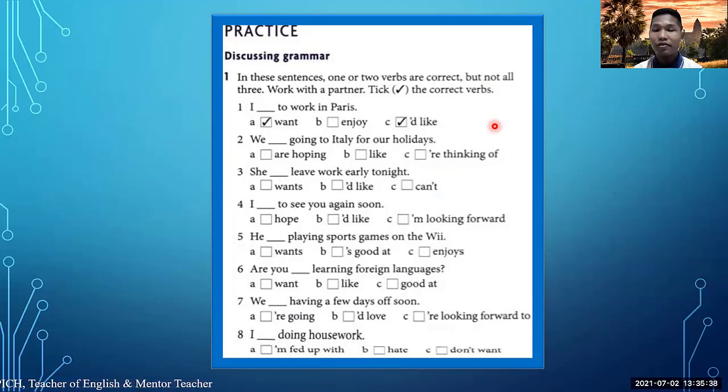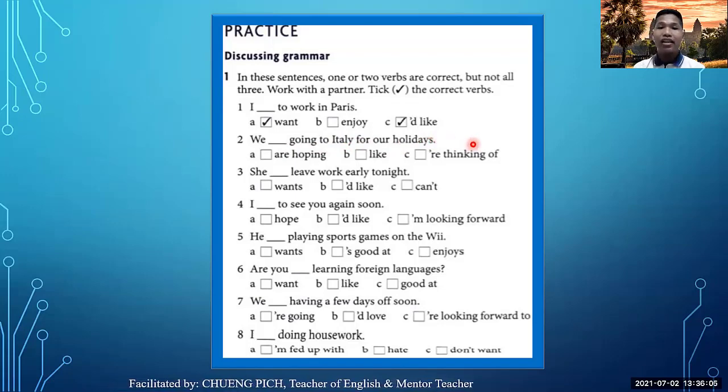So let's get started. The first one has been done for you. I to work in Paris. So we can say I want to work in Paris, or I'd like to work in Paris. We cannot say I enjoy to work in Paris. Okay, good. So number two, let's get started. We going to Italy for our holidays. So let's choose whether one or two words are correct.